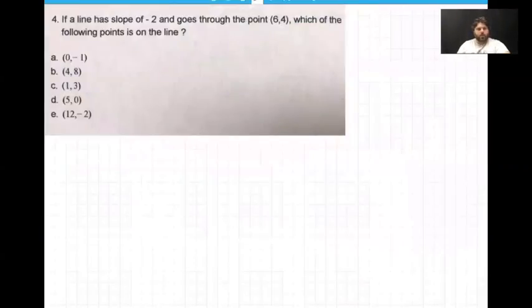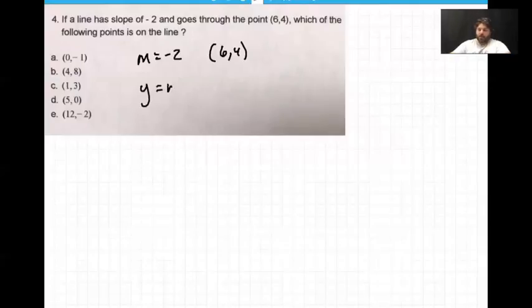All right, question 4. If a line has slope of -2 and goes through the point 6, 4, which of the following points is on the line? There are actually a couple ways to do this. I'm going to do it the traditional way first. I have the slope of -2 and I have an x and y coordinate, so I can find the equation of the line.